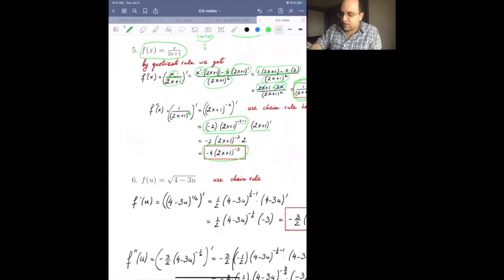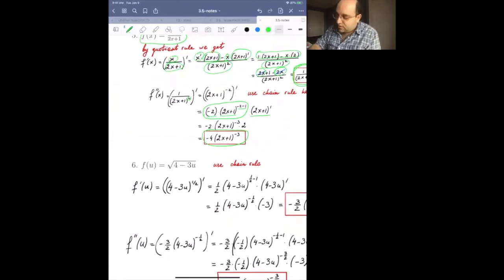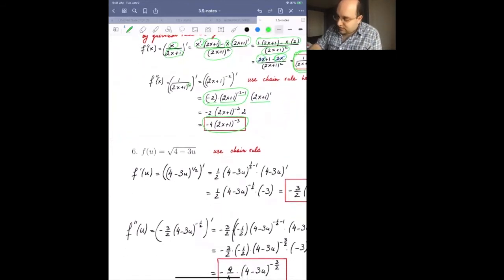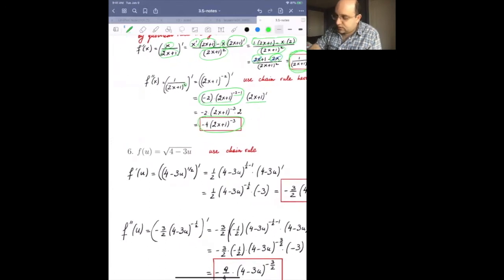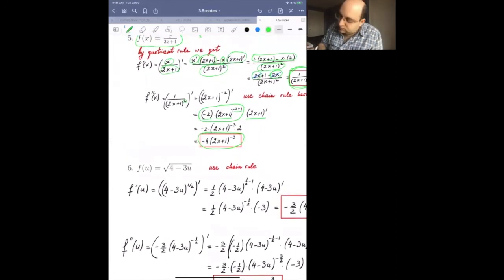So the next one is very similar, so I'm going to skip it. The only difference is I have a power of 1 half instead of negative 2 like in the previous example.